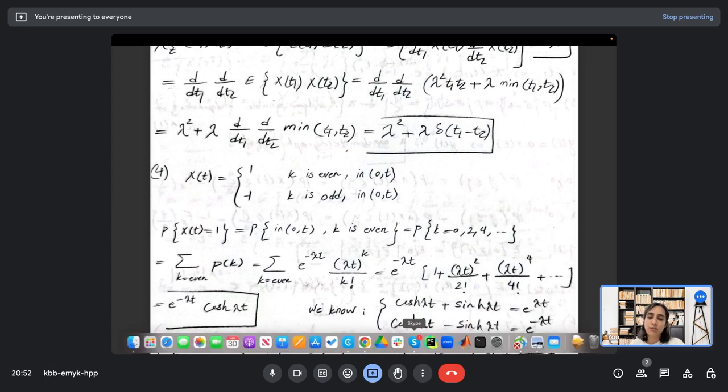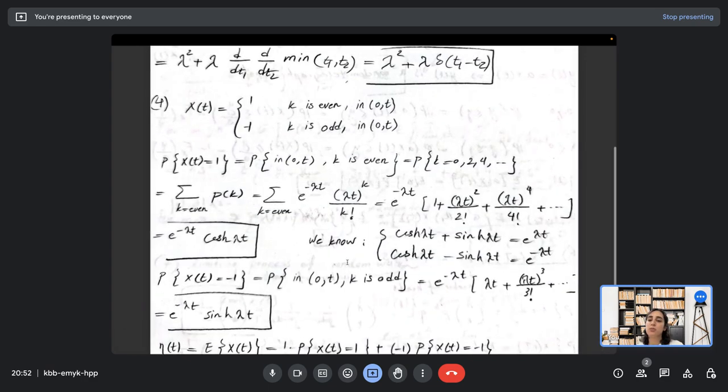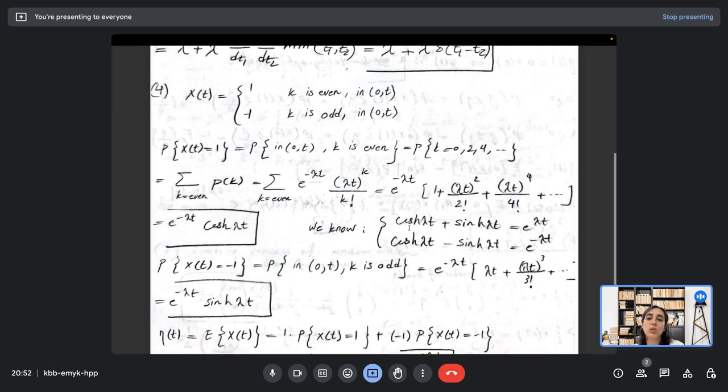Okay. Now, at first, we want to calculate the probability distribution function. So we should calculate the probability of x of t to be equal to 1. And this is equal to the probability of k to be 0, 2, 4, 6, 8, and all even numbers. And we do the sum over all of these probabilities, and we get e to the power of minus lambda t times cosine hyperbolic of lambda t.